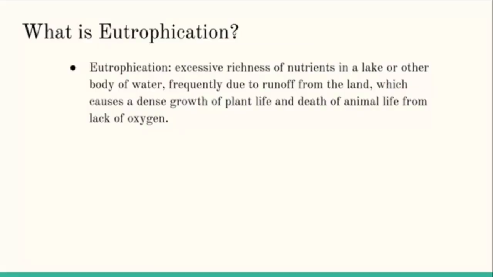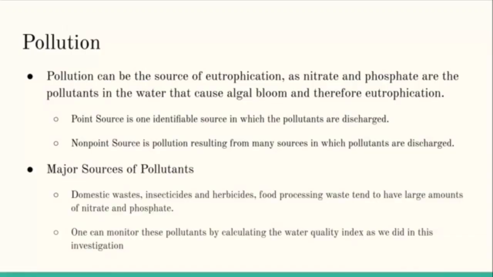Okay, so to start off, I'm going to talk about eutrophication. Now, eutrophication is the process of excessive richness of nutrients in a lake or other body of water, frequently due to runoff in land, causing dense growth of plant life and eventually the death of animal life from lack of oxygen. And eutrophication can be caused by pollution.